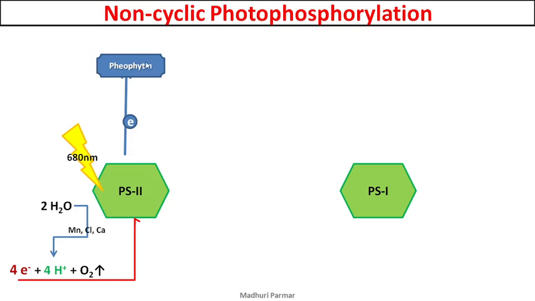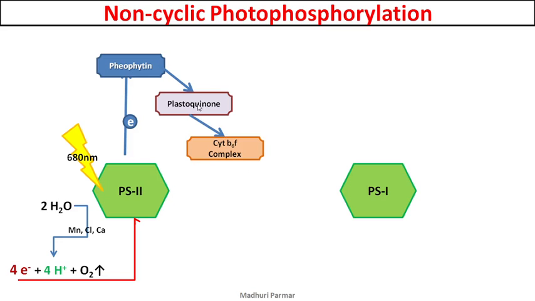Now from this primary electron acceptor, the electron will move to the next electron transporter, which is called plastoquinone. I already told you quinones are nothing but lipid soluble molecules. If you find it in plants, you call them plastoquinone. What they will do is pick up these electrons from the electron acceptor and give them ahead to the cytochrome B6F complex. Now from this cytochrome B6F complex, the electrons go to plastocyanin.